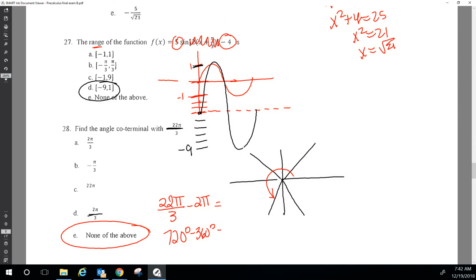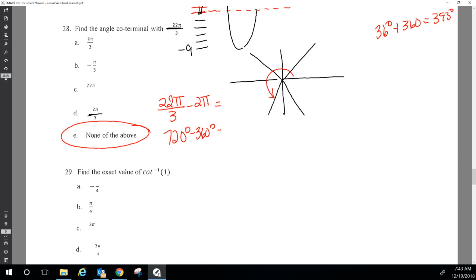They don't have to be on the unit circle, so they could say find something that's coterminal with, say, 36 degrees. To find something coterminal with 36 degrees, you just add 360 to it. And then 396 is coterminal with it. So it doesn't have to be on the unit circle, but this one should be on the unit circle if it was a good problem.